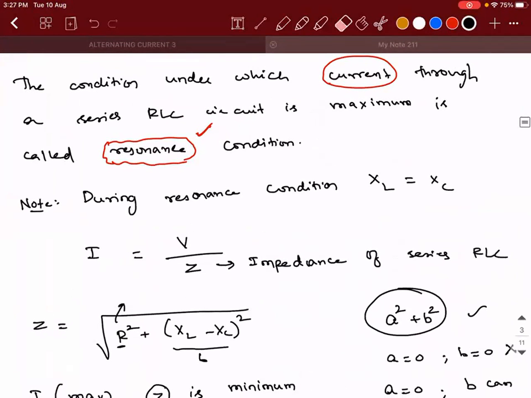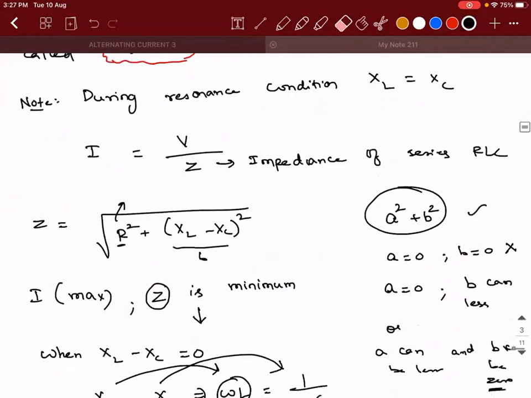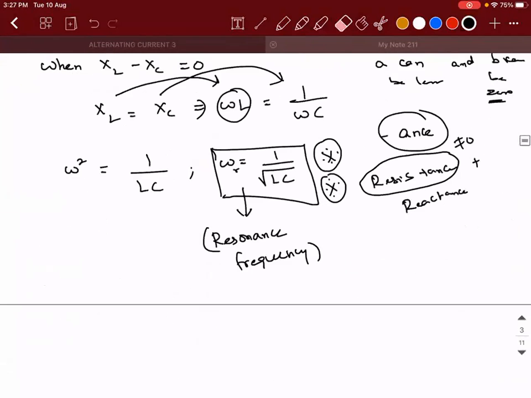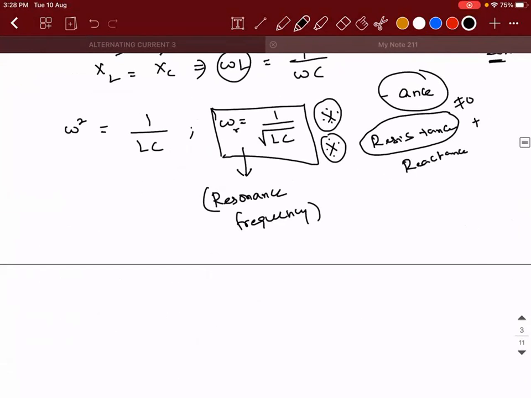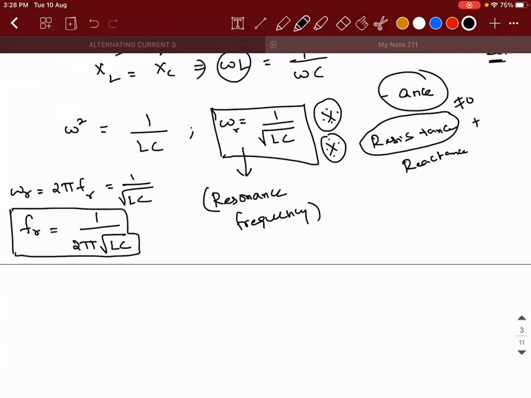Sir, can we take impedance as our effective resistance? In this case, yes, it is. Only in this case. So that was the next important point I was about to say. Hence, one more thing: omega R is 1 by root LC, and omega R is 2 pi into fR, no? So 2 pi fR is equal to 1 by root LC. Take 2 pi to the other side, and fR becomes 1 by 2 pi root LC. So this is the value of resonant frequency.